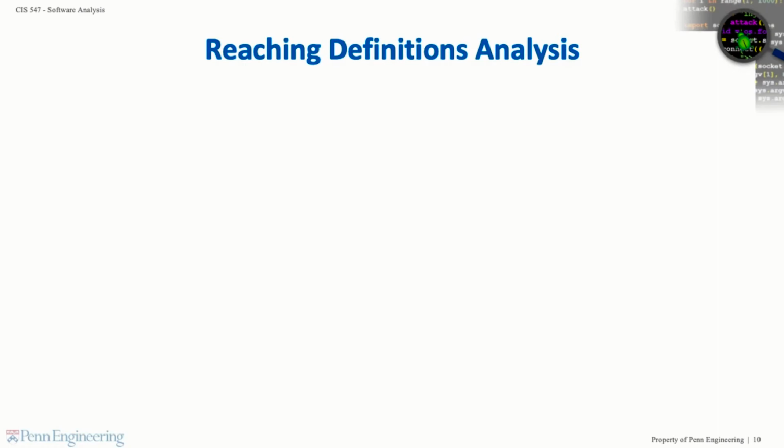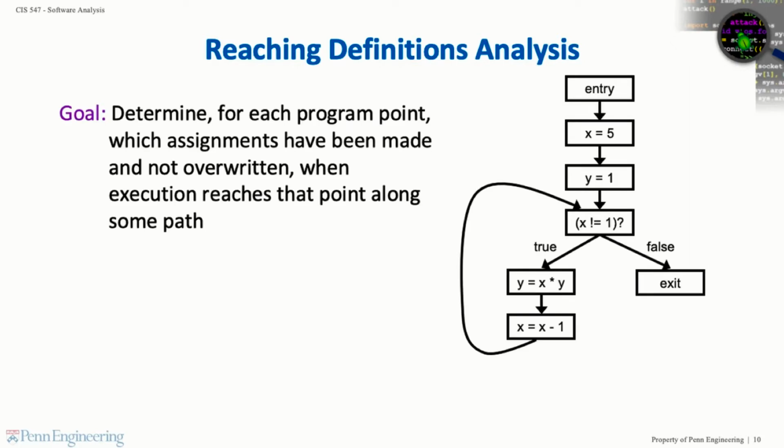We will use reaching definitions analysis to introduce the key concepts of dataflow analysis. Each dataflow analysis has a goal that specifies the kind of dataflow information that the analysis computes. The goal of reaching definitions analysis is to determine which assignments might reach each program point. More accurately, this analysis determines for each program point which assignments potentially have been made and not overwritten when the program's execution reaches that point along some path.